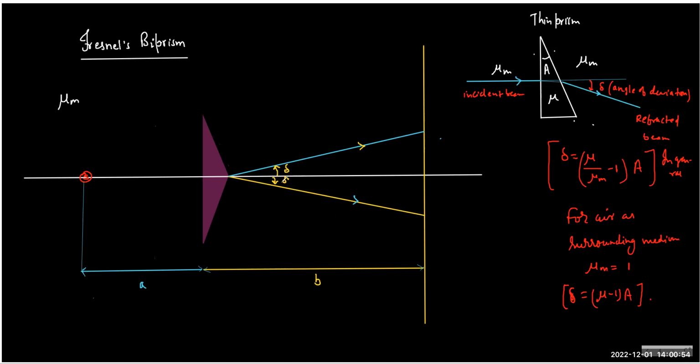So now you can see that this is the upper prism light. This is the lower prism light. Now, as usual, what we do is we extend this light ray backward, like this.